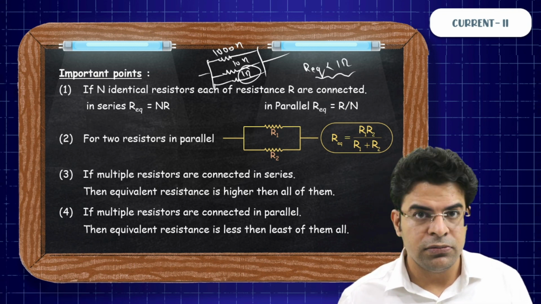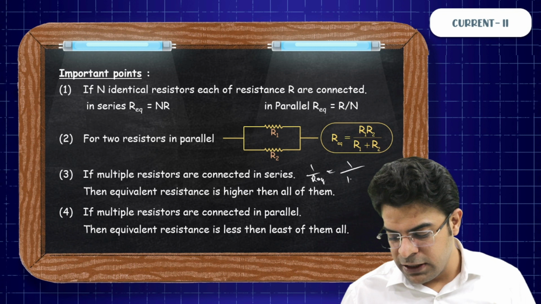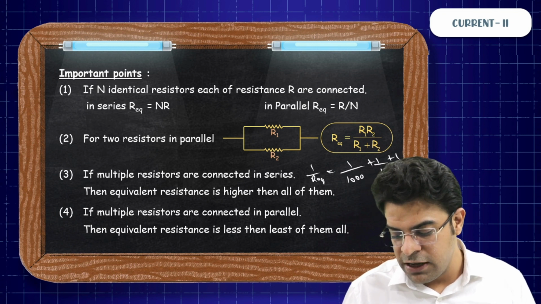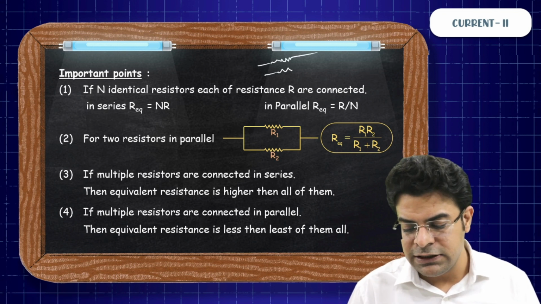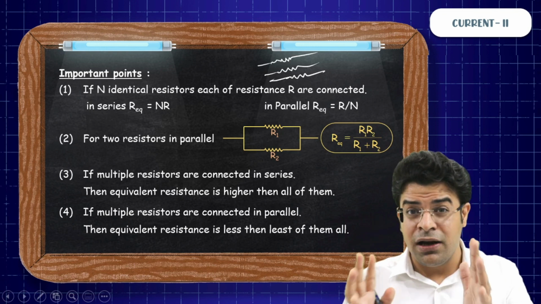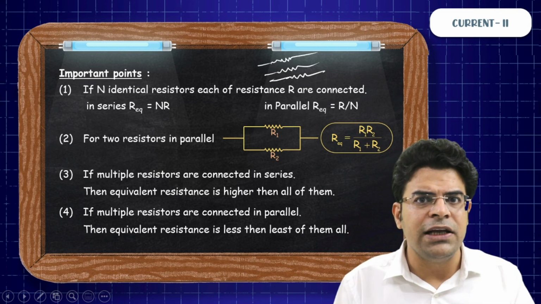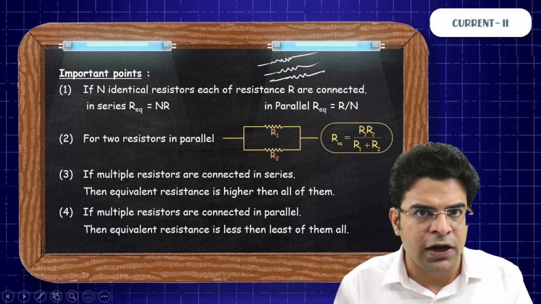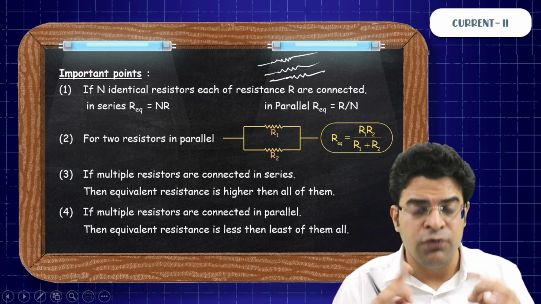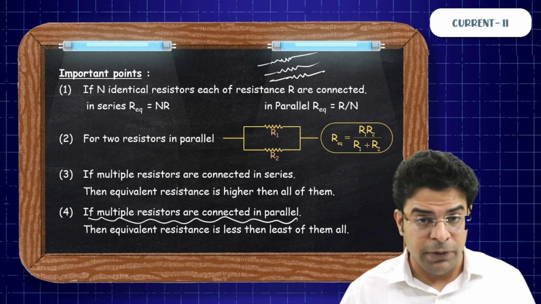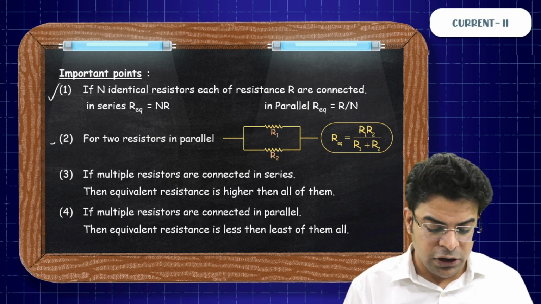Sir, are you sure? I am sure. You can do the calculation. You can take 1 upon R equivalent equals 1 by 1000 plus 1 by 10 plus 1 by 1 and check it out. My basic argument is, when you are connecting multiple resistances in parallel, you are increasing the cross-sectional area available for the flow of current. If you are increasing the cross-sectional area available for flow of current, the equivalent resistance has to be less than each one of them. That's what it means. So if multiple resistors are connected in parallel, then equivalent resistance is less than the least of them all. So these are some important points that you should know.